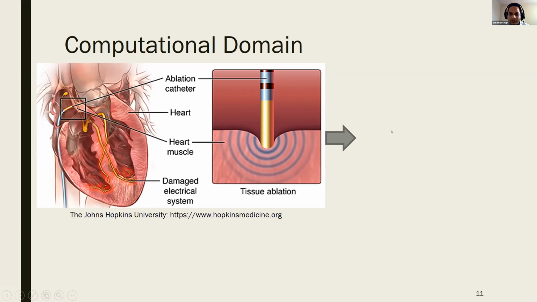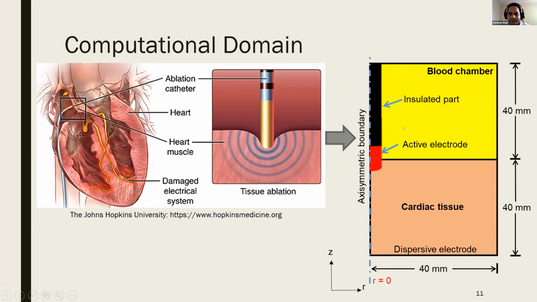And further, to reduce the computational cost, we have assumed an axisymmetric model, this model. This is the electrode, and this is the insulated part. This is the cardiac chamber where the blood flow will be there, and this is the cardiac tissue.